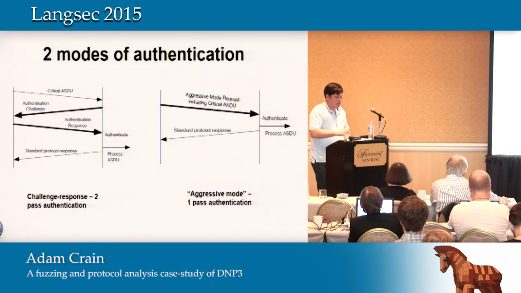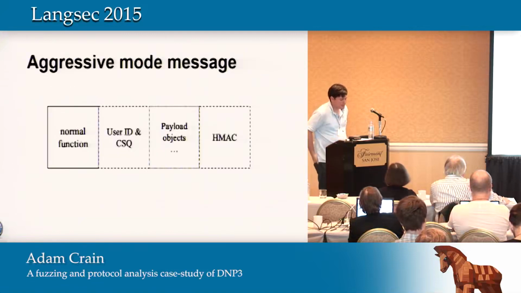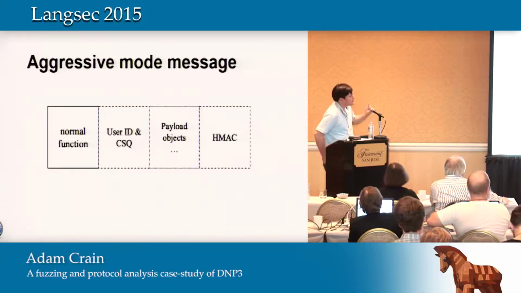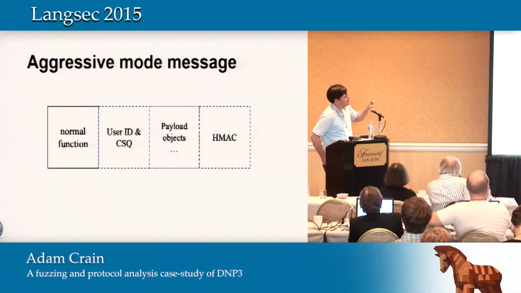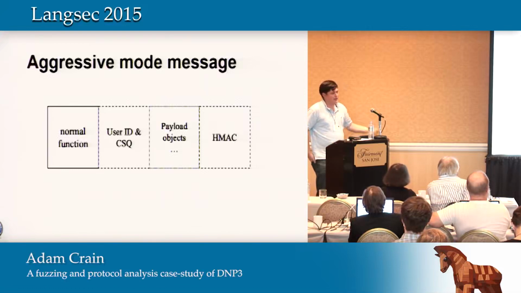There's another mode called aggressive mode, which is a one-pass authentication. That mode uses sequence numbers to protect from replay attacks. So what they've done is they've reused the normal DNP3 object headers, and the payload objects that would normally be part of a normal request are sandwiched in the middle there. It's preceded by a user ID and a sequence number that has to increment, and then the HMAC is on the end.